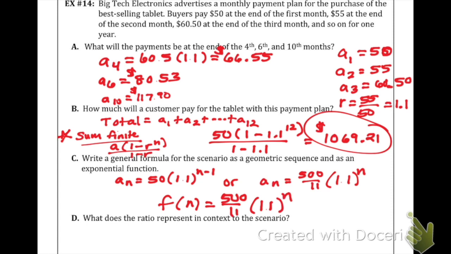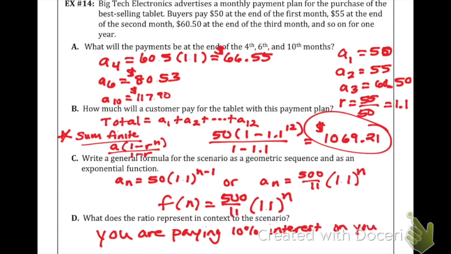What does the ratio represent in context in this scenario? Well, 1.1 is the same as 110%. So it means that you are paying your original amount plus an extra 10%, right? So you're paying 10% interest on your balance each month.